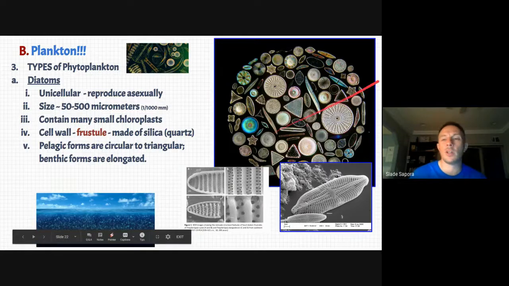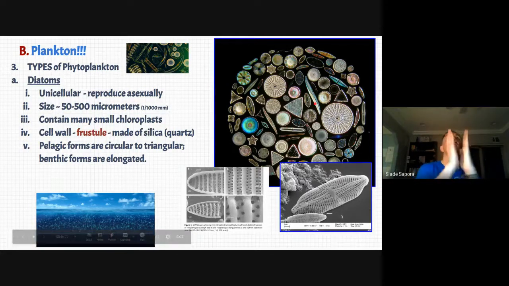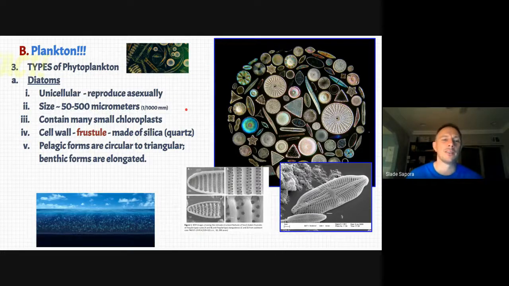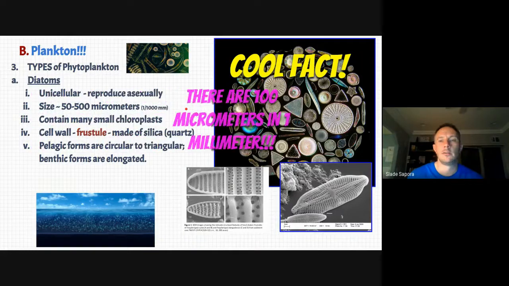Those ones tend to be more linear and elongated, and they kind of spike themselves into the mud and stick up and gather sunlight. It's like a microscopic garden of grass that you can't really see, which is kind of cool to think about that's out there. Cool fact.